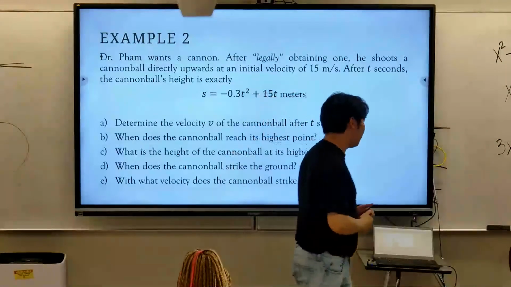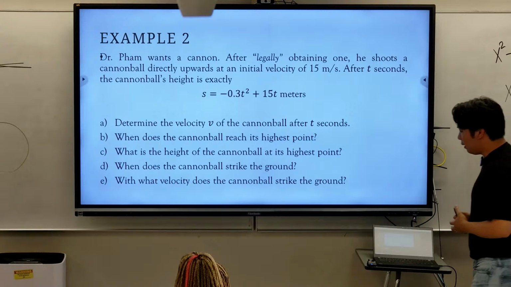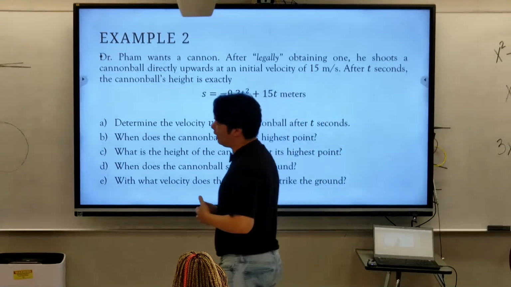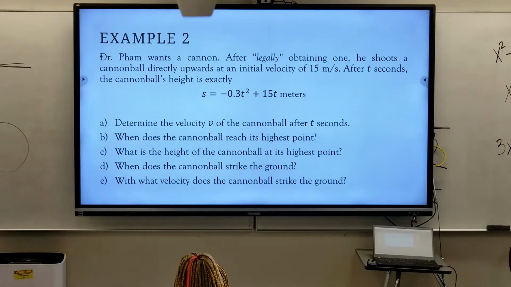Here we go. So I want a cannon. So I get a cannon somehow. And what do you do with cannons? You shoot a cannonball out of the cannon. So let's say I want to test a cannon, and I decide the best way to test this cannon is that I shoot a cannonball directly upwards. Is it the best idea? Maybe not, but for the sake of physics and calculus, we do it.